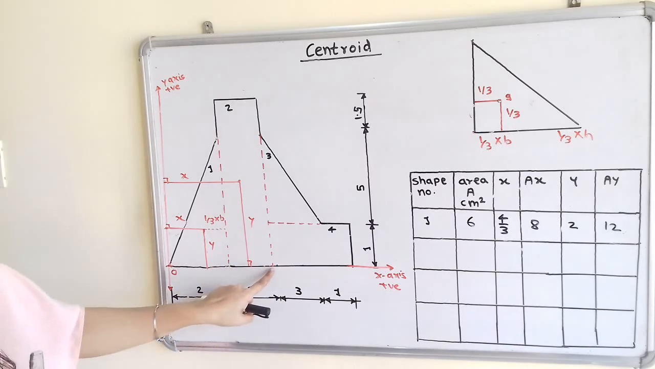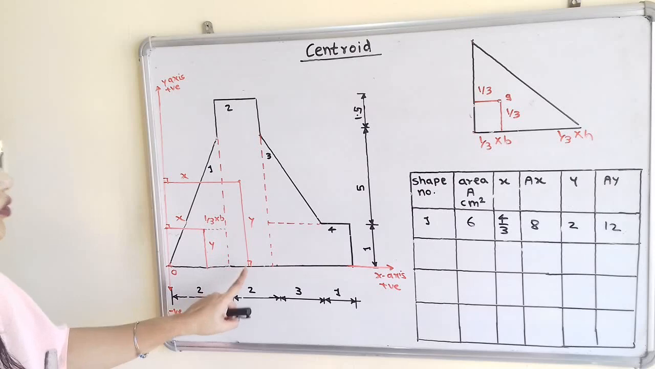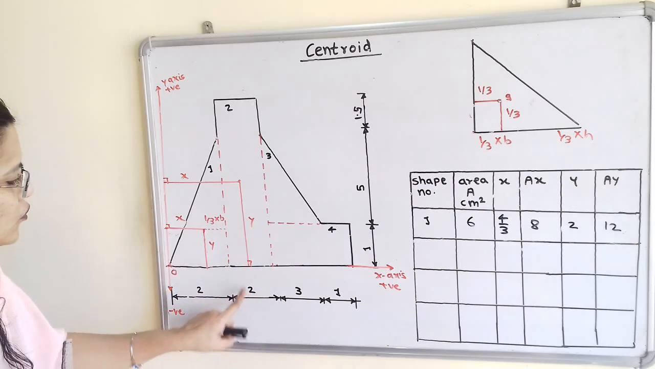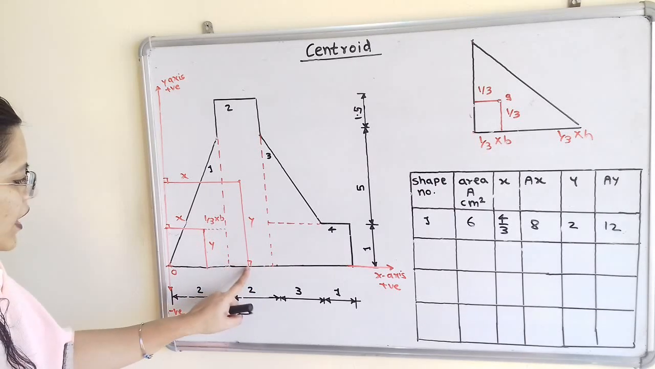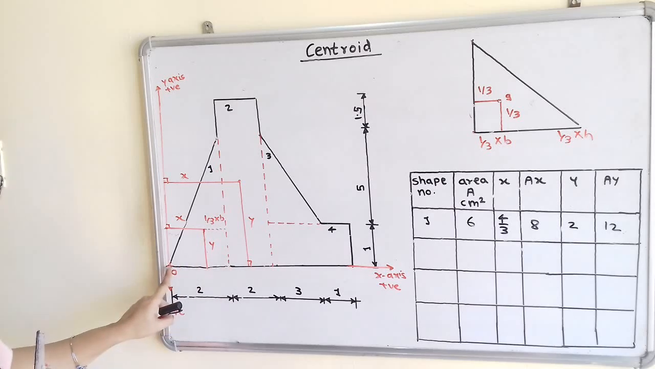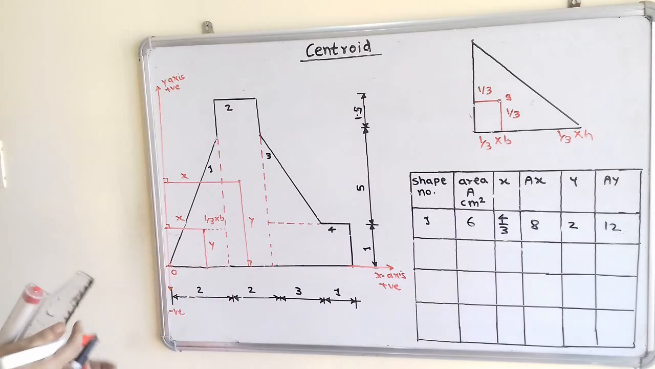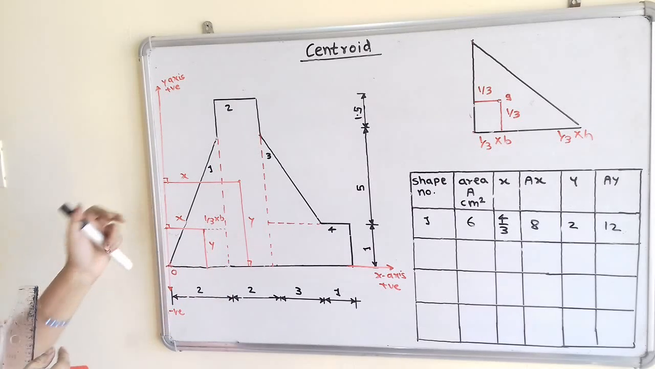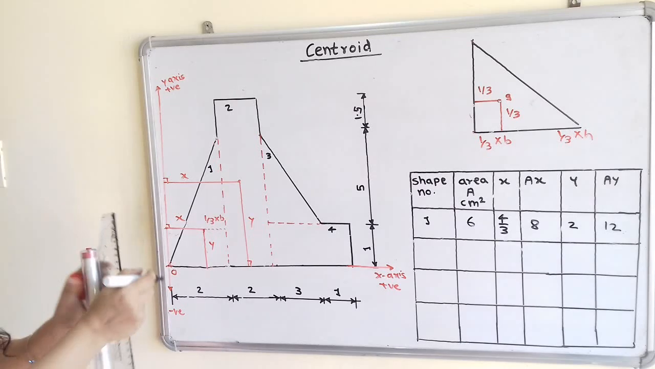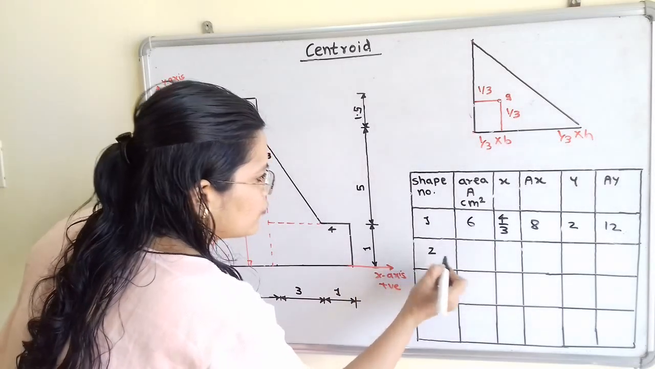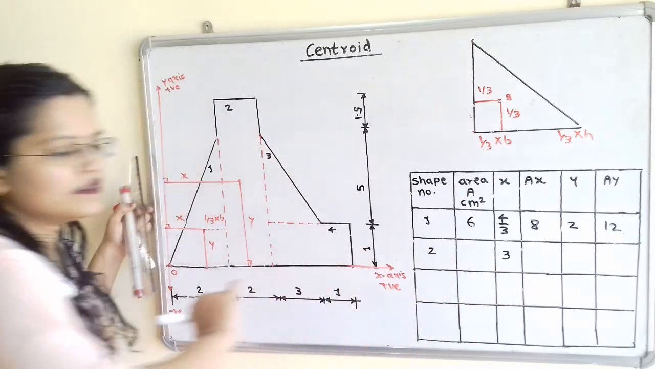So if we observe, this is 2 centimeters. So 2 divided by 2, that is 1. So here 1 plus remaining 2, that is equal to 3. So we can say that value of x is equal to 3 for shape number 2. So we have to write here, in the x column, 3.